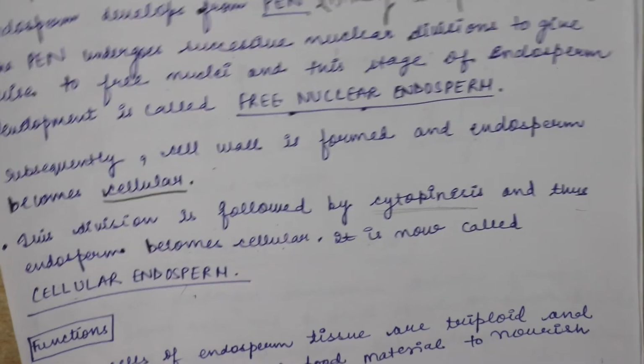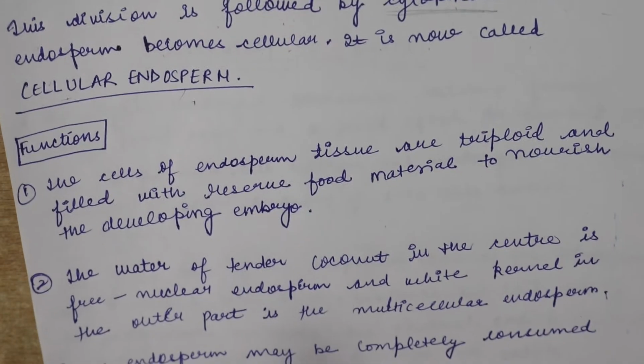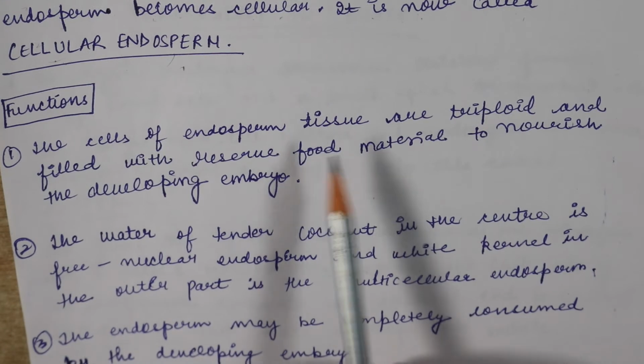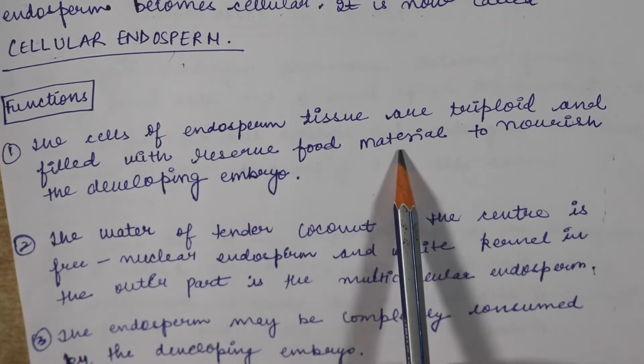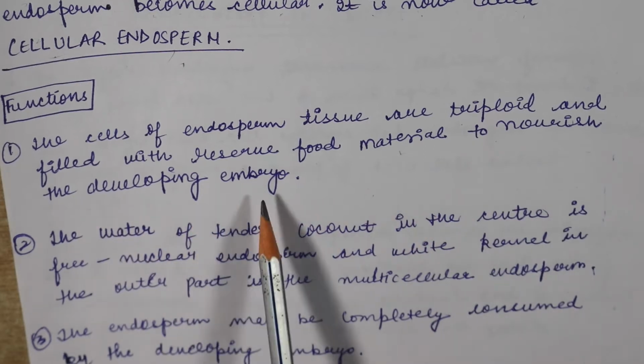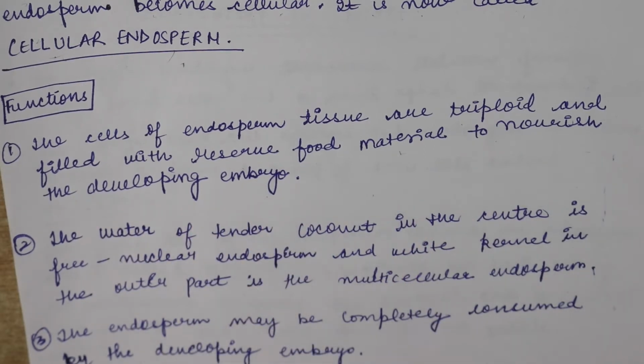Then what are its functions? The cells of endosperm tissue are triploid and filled with reserved food materials to nourish the developing embryo. So a 3-marker question can come also: what are the functions of endosperm development? So you have to learn them.